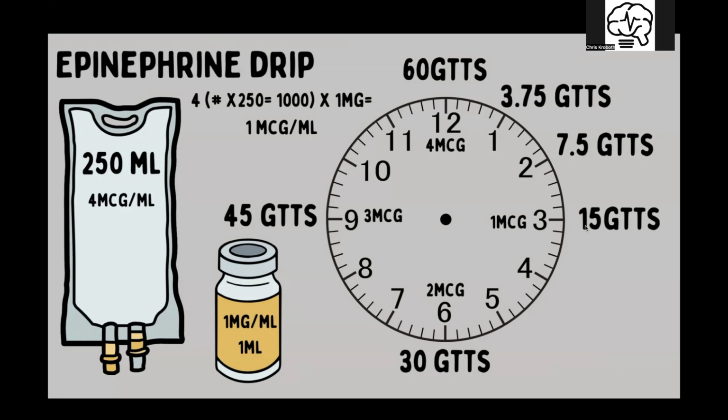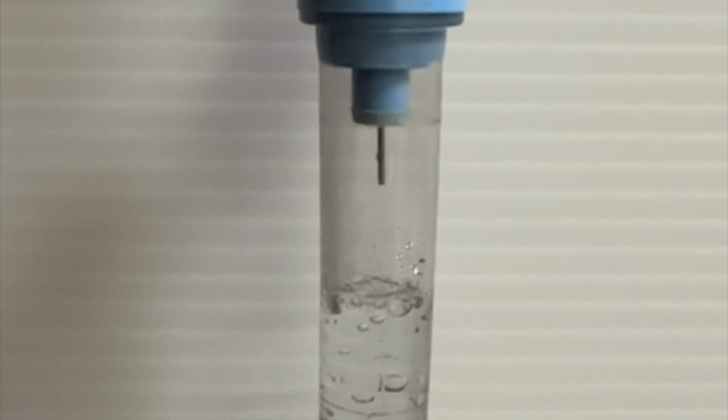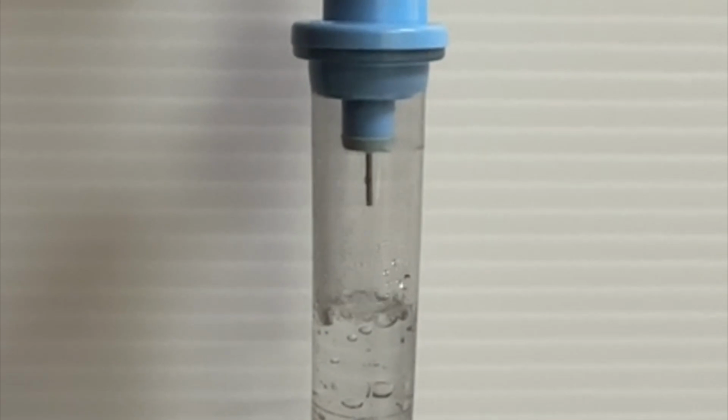So if your protocol says start them at 2 mics a minute and titrate up, if you're using a 250 bag to mix it, you would start them at 30 drops. So one drop every 2 seconds. And then that gives you a nice margin that you can go up on. So an easy way starting them at one drop every 2 seconds is to go one drop a second. You're literally doubling your medication in this instance, but it gives you something that's easily discernible based on time and the drops hitting the column of liquid.